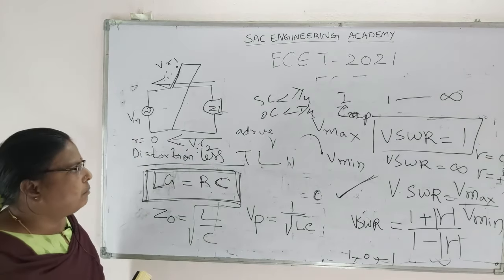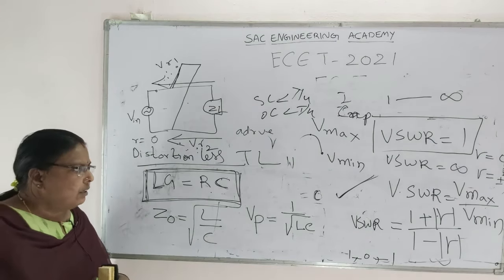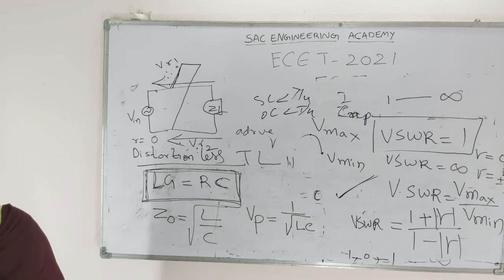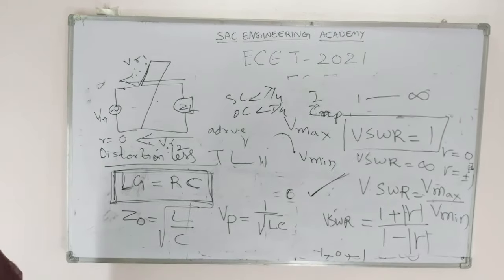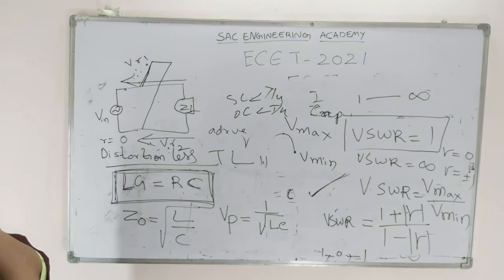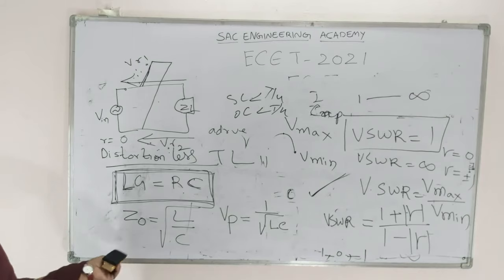Based on the conditions, different types of transmission lines are there. From this topic, a maximum of 5 bits will be expected, so you will compulsorily get 5 marks. This is very useful.